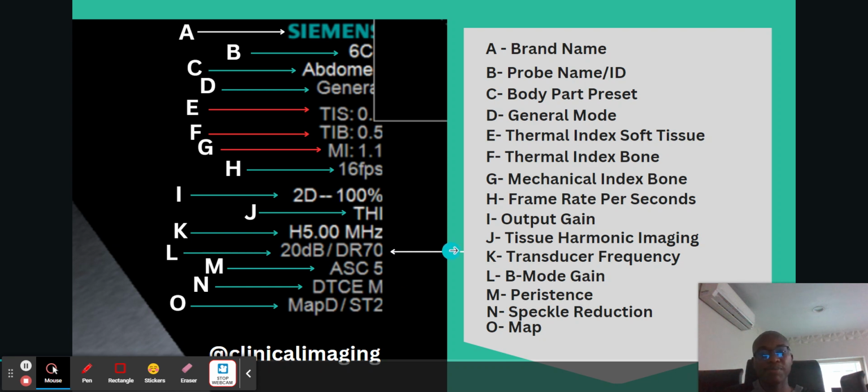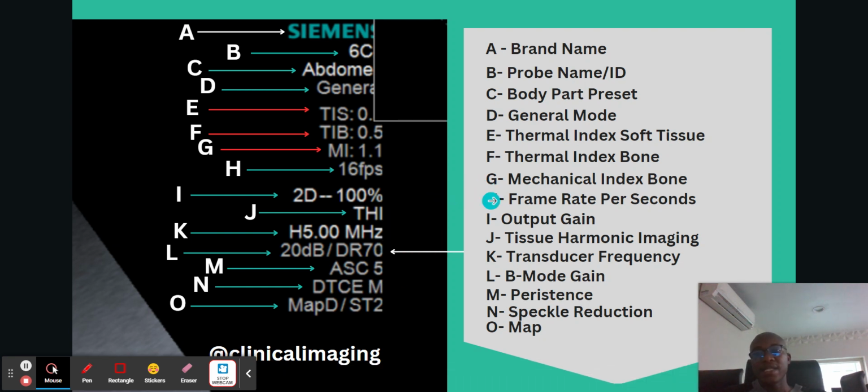So these are just part of what you see on the screen. There may be other indicators or information on your own screen. But these are just a few that you are likely to encounter, especially if you are using Siemens. A lot of things will be similar in other machines, for example the brand name, probe ID, the probe preset, all these acoustic exposure indicators and frame rates, tissue harmonic imaging, the megahertz, the general gain, dynamic range. All these things are found in almost every machine.